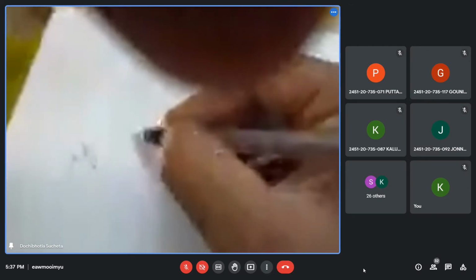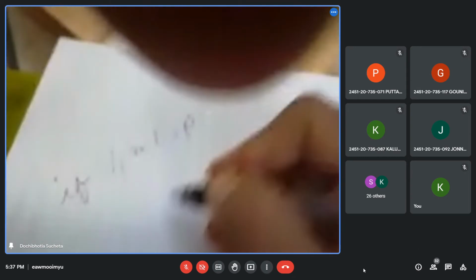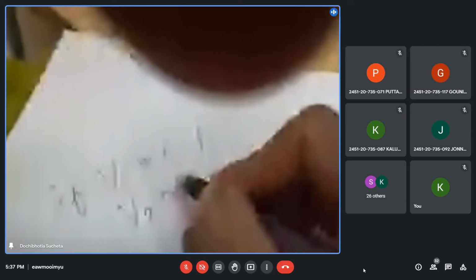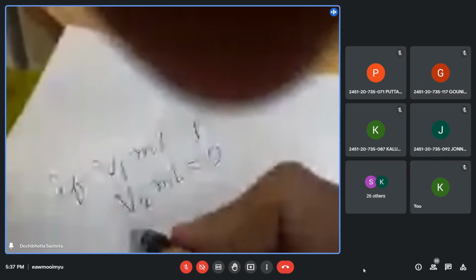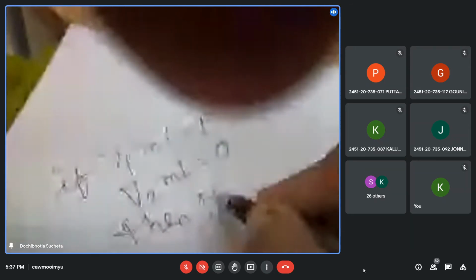V1 ml is equal to P, and there is no V2 ml because methyl orange didn't show any color, then obviously M is equal to P.